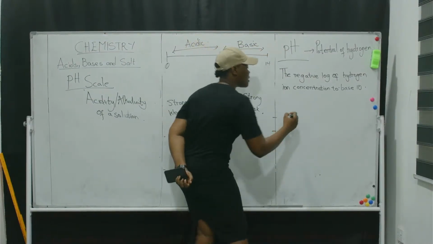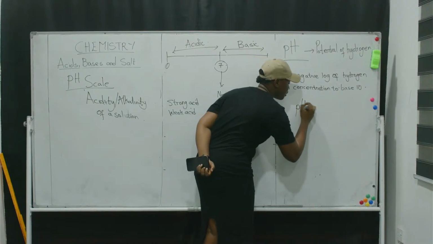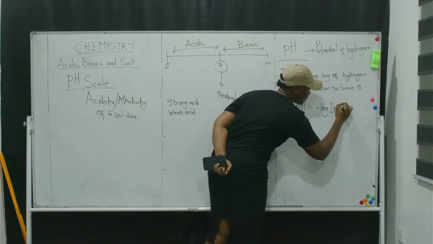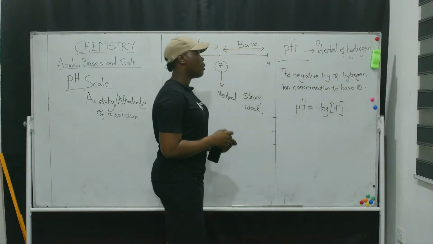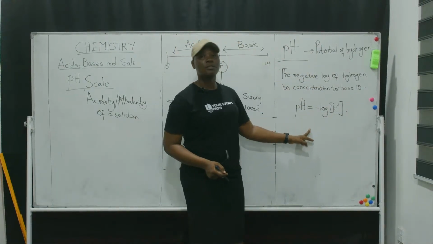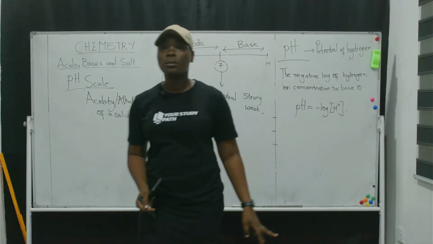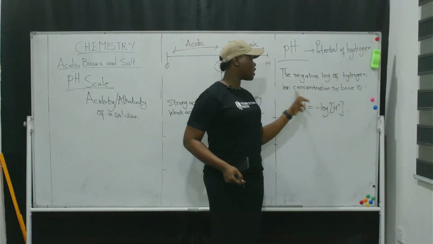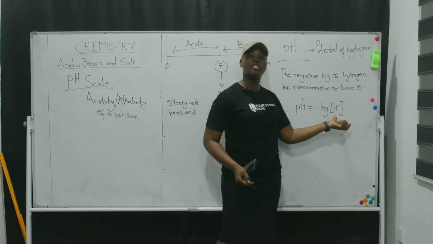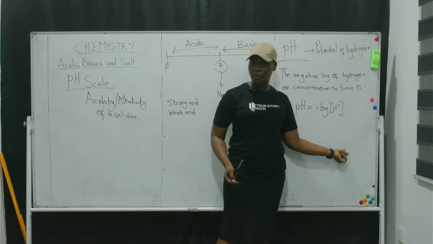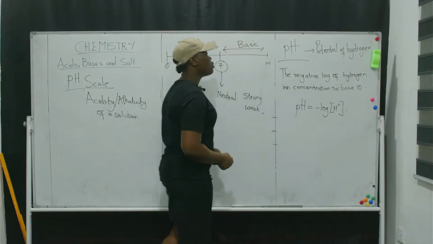So we can write it as this: pH is equal to minus log of hydrogen ion concentration to the base of 10. Because we say it is the negative, don't forget this sign, the negative. Are we together? Okay.